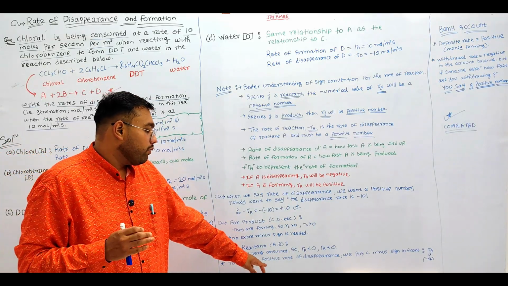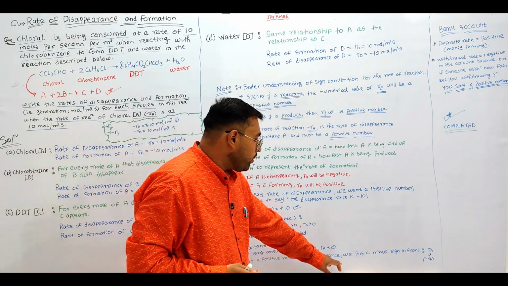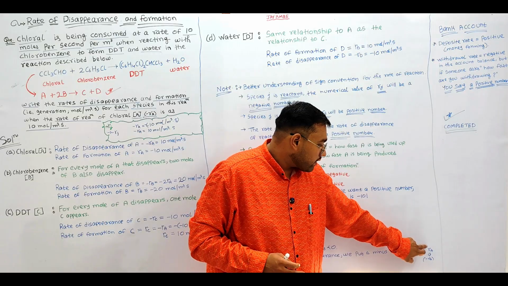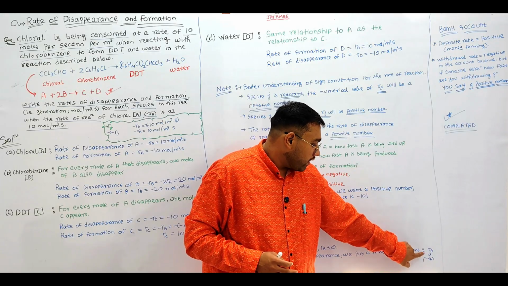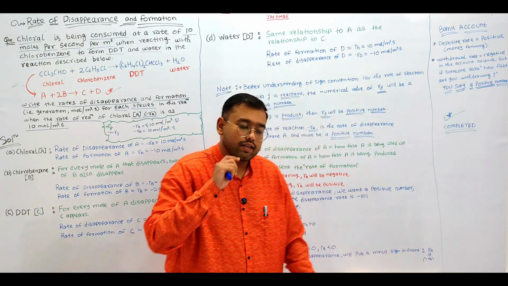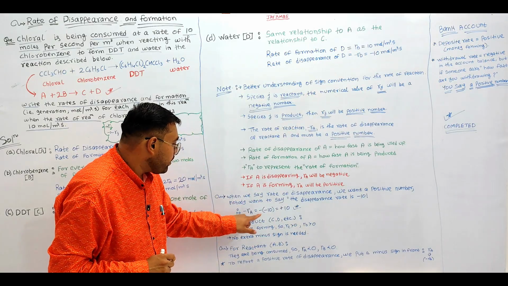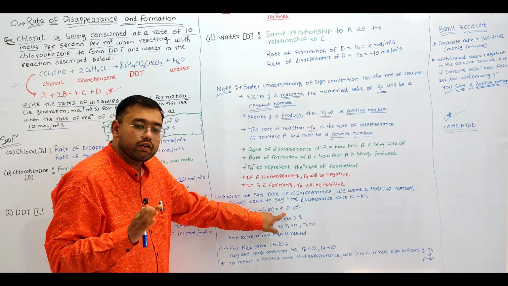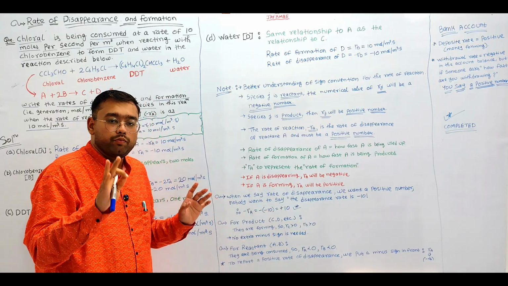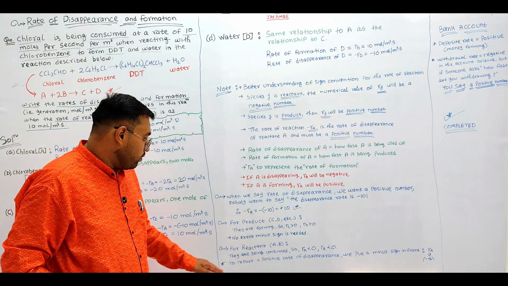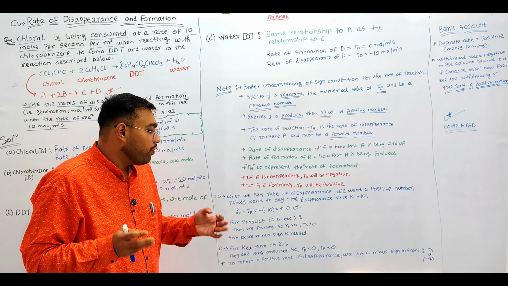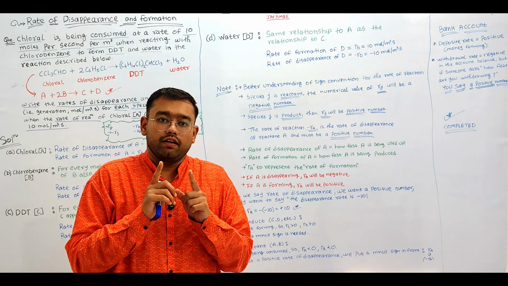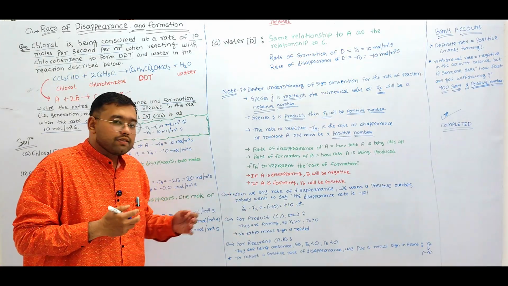So to report a positive rate of disappearance, we put a minus sign in front of Ra. So minus 10 we already have, and we just put the negative sign, which gets converted into the positive numerical value. So to report a positive rate of disappearance, we put a minus sign in front of rate Ra. I hope it is clear.